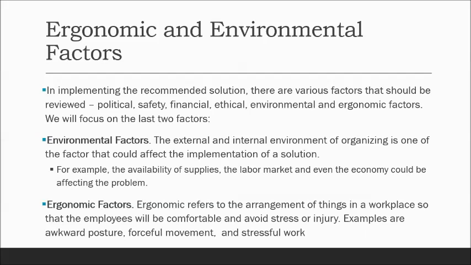Another one is ergonomic factors. Ergonomic refers to the arrangement of things in a workplace so that employees will be comfortable and avoid stress or injuries. Examples nito ay yung awkward posture, forceful movement, and stressful work.